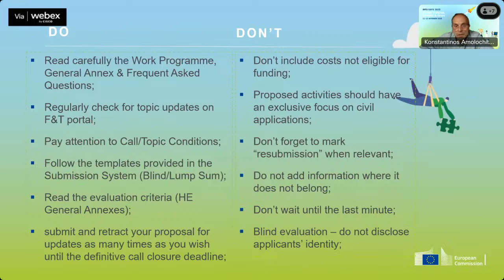And of course, very importantly, for blind evaluation, do not disclose applicant's identity. Let me say something here. In the proposal template for the blind evaluations, we have in the part B instructions and guidelines, where it explains what can and what cannot be considered for the information you want to provide, so you won't be considered inadmissible or ineligible. Okay, next slide.